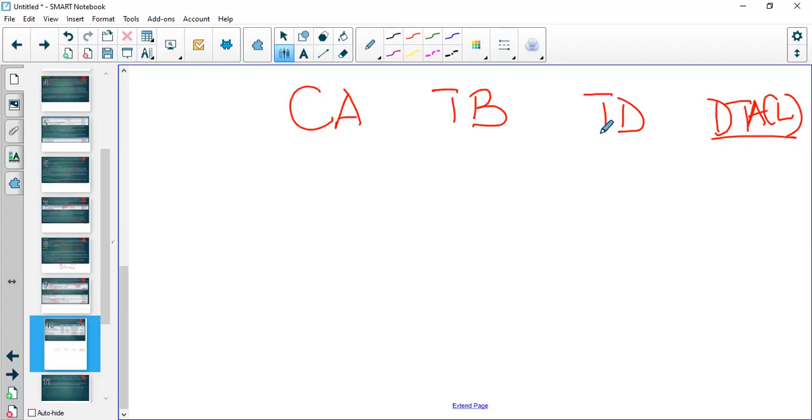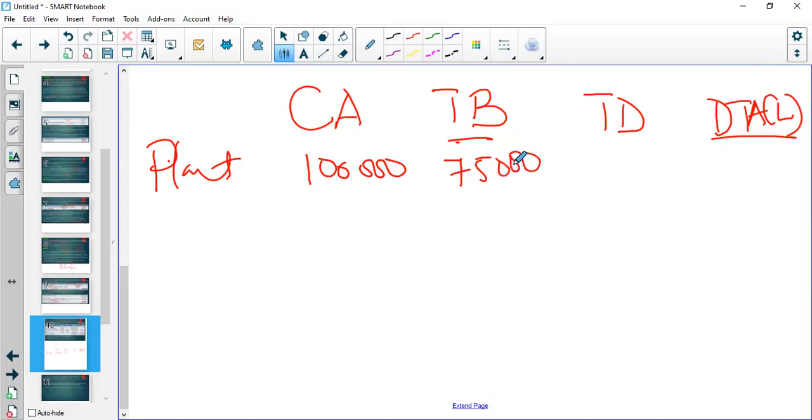All right. I'll explain that. So you're going to have an asset here. Let's say plant, with a carrying amount of 100,000. But the tax base is 75,000. The difference between the carrying amount and the tax base is the temporary difference. The temporary difference is 25,000.